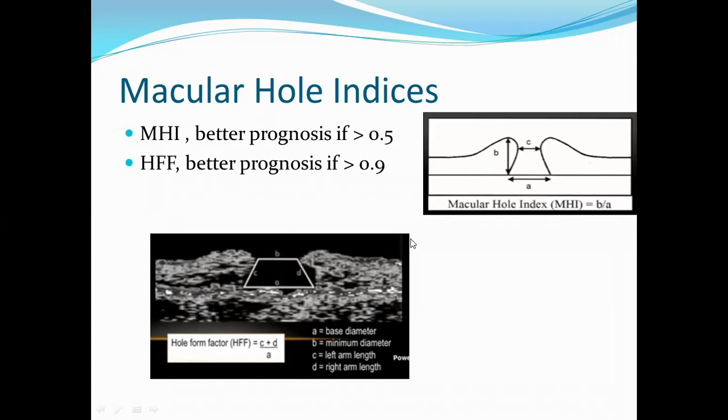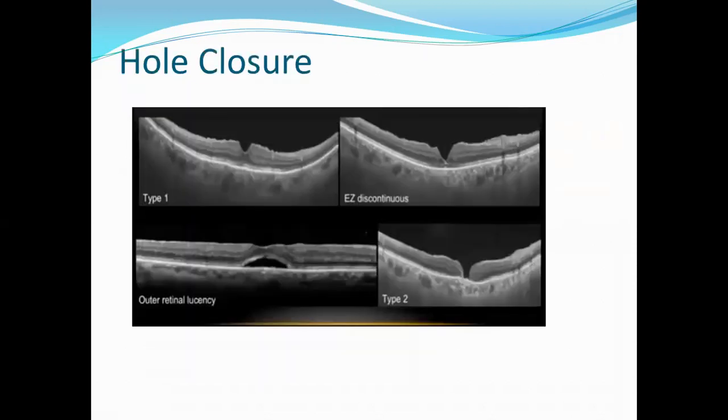Third, एक और होता है which is tractional hole index. So tractional hole index is the hole length divided by the minimal linear diameter. So this C is minimal linear diameter. So B divided by C is tractional hole index, and tractional hole index of more than 1.4 is considered to be a good prognostic sign. So yes, you can prognosticate the patient depending upon these macular hole indices. So if you get an OCT of macular hole, the PG should know this.